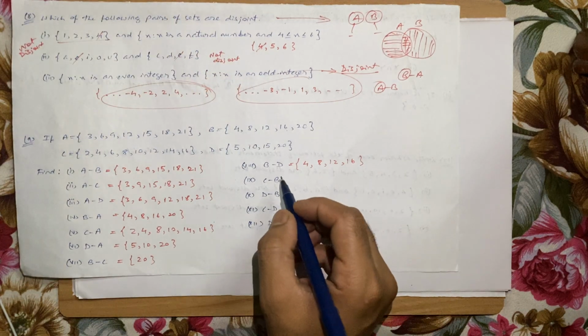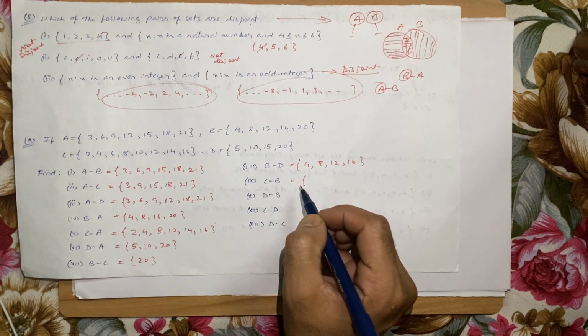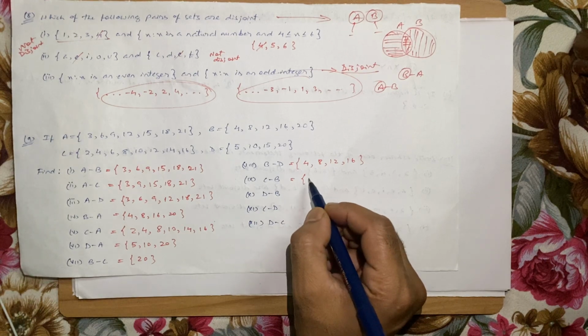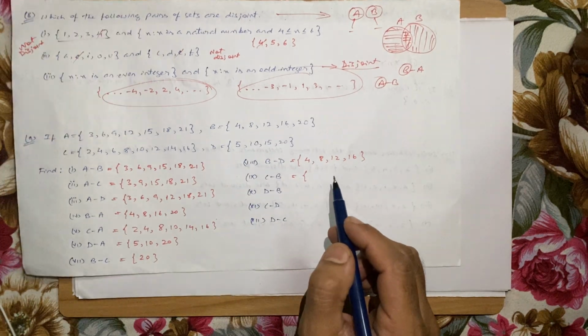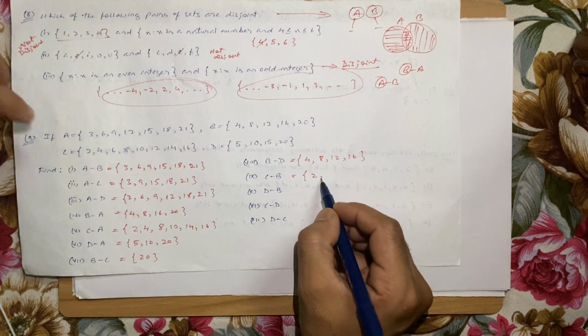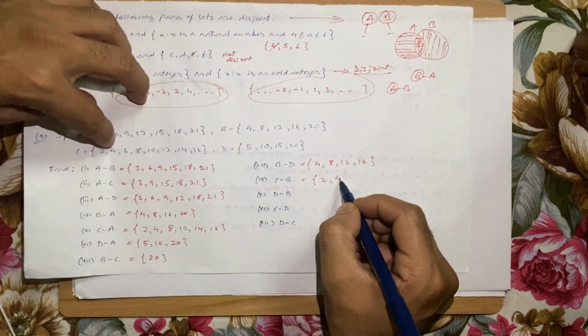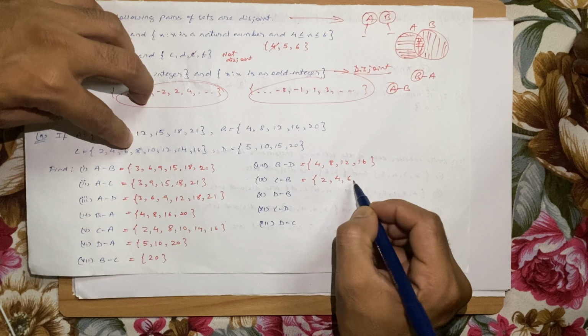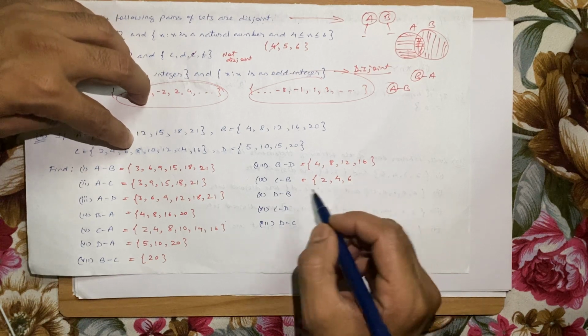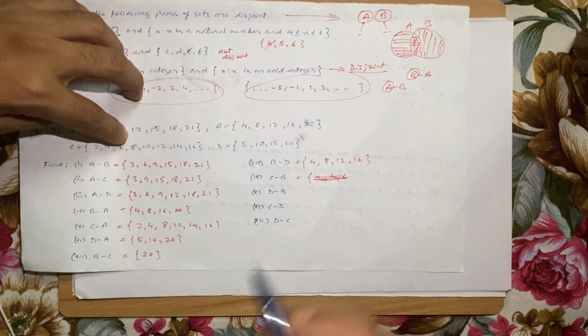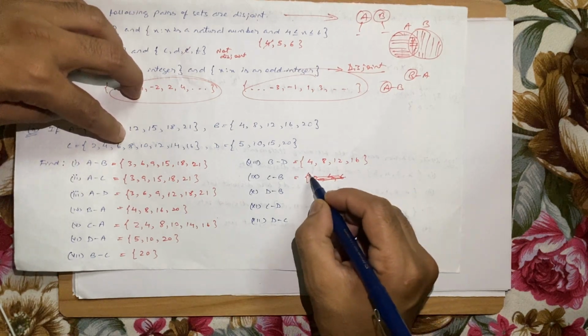Okay. Now next is C minus B. Okay, C minus B is what? 2. Okay, I'll include this 2 because 2 is not present here. 4, I can include this. 6, I can include this. Sorry, it's not C minus B, I am doing C minus D. I'm sorry. So let's do it once again.